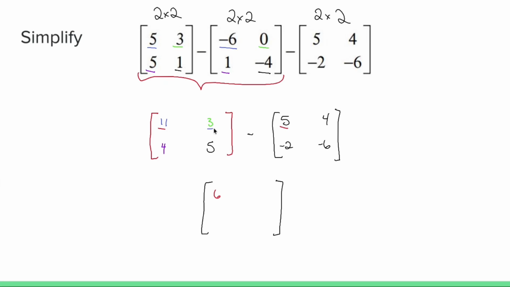We have 3 minus 4, which is negative 1. We have 4 minus negative 2, which is 4 plus positive 2, so that's a 6 again. And then last but not least, 5 minus negative 6, which is 5 plus positive 6. That becomes 11. So when all is said and done, the result becomes 6, negative 1, 6, 11. We have subtracted matrices, and we had a great time doing it. And doesn't that look pretty?